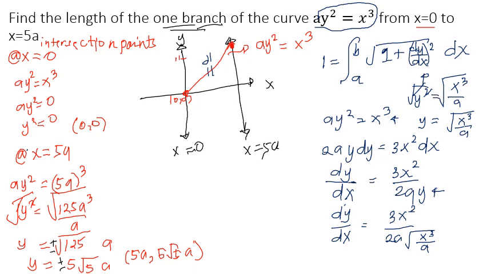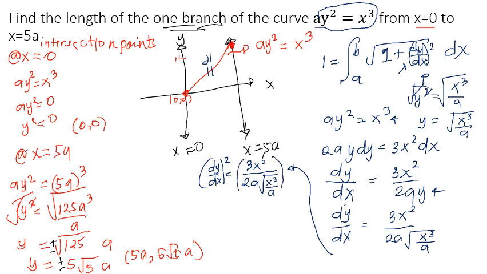So you will have, I just write it here, I will square both sides. dy all over dx is equal to 3x squared all over 2a, right? Times the square root of x cubed all over a. Square both sides because from our equation, that's this quantity, dy all over dx quantity squared. So we just simply substitute it later on.